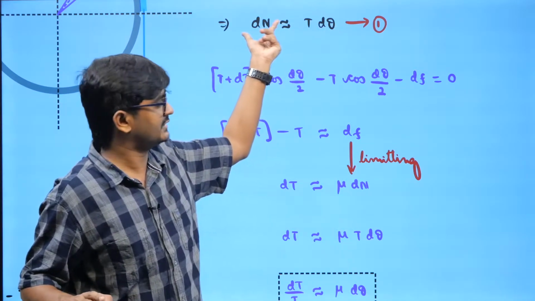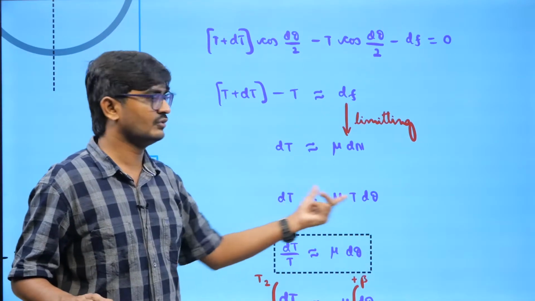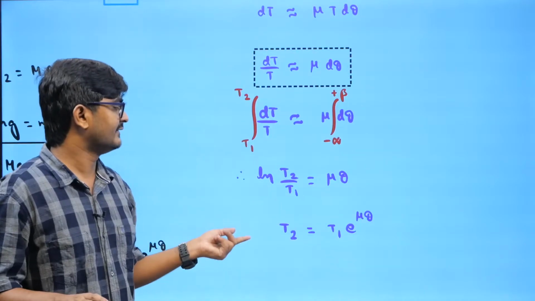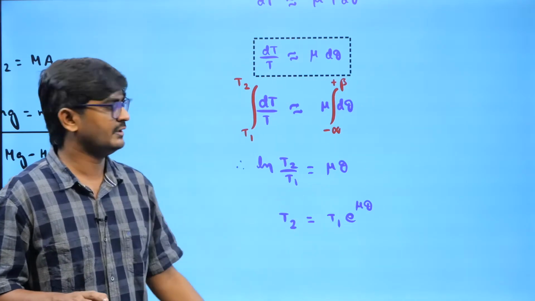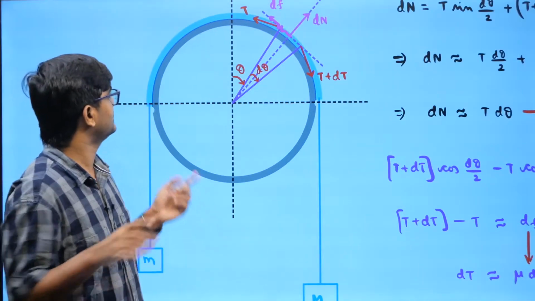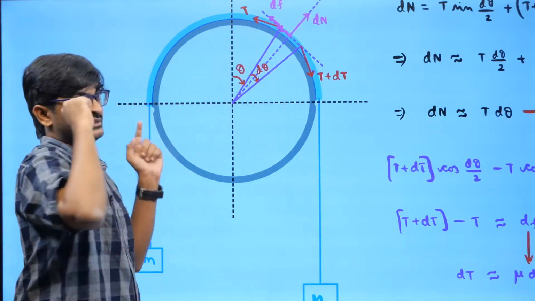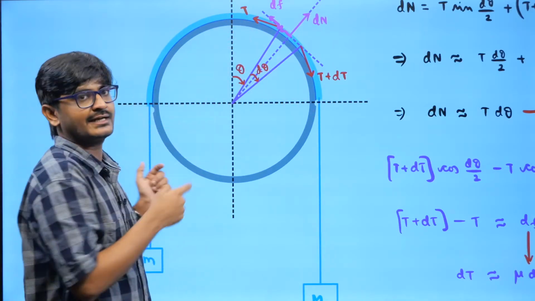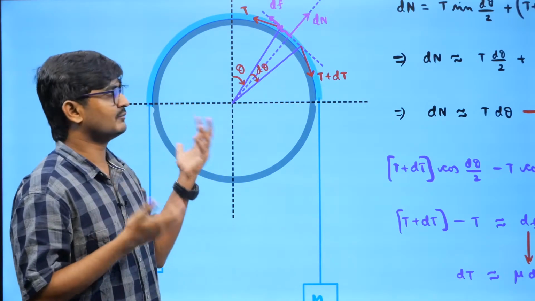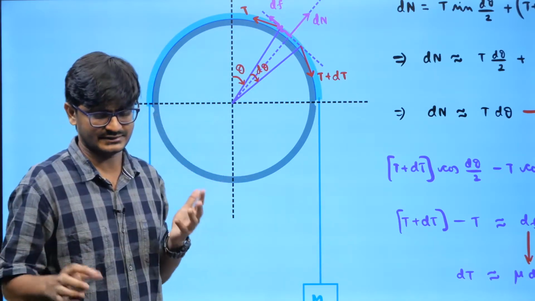I got dn this much, dt this much, and I substitute dn here so that I get two variables. When there are only two variables, I can integrate them easily, and it turns out to be t2 equal to t1 times e power mu theta. Now what is theta here? In this particular question, theta is the total angle in contact, which is pi. So the more angle of contact, the more friction, the more the ratio of tensions and the difference of tensions, right?